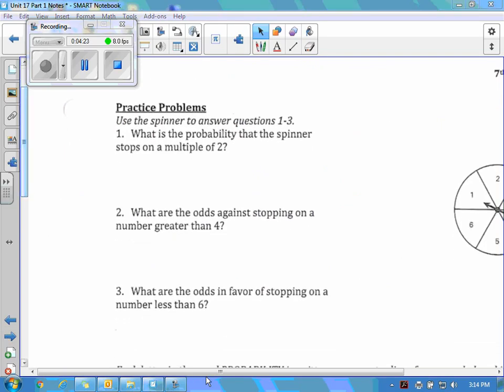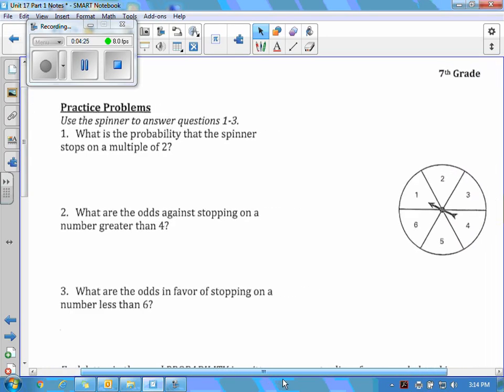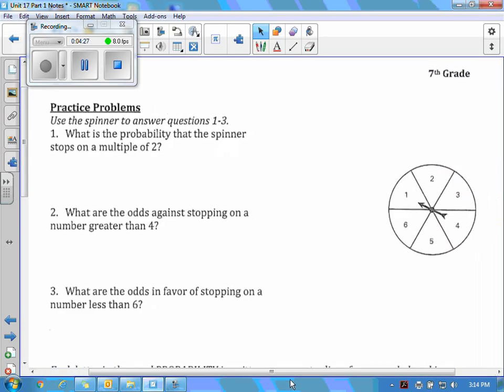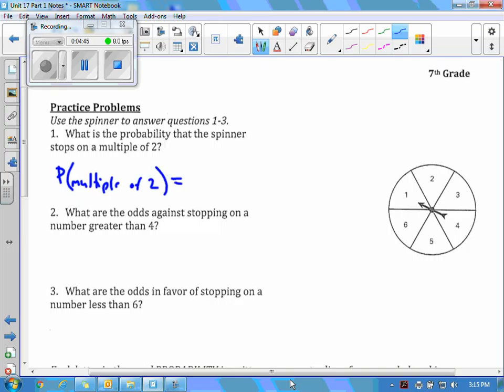All right, on the back, we'll actually look at some examples. It says, use the spinner to answer questions 1 through 3. Our first question is, what is the probability the spinner stops on a multiple of 2? So I would write capital P, in parentheses, I put my event. My event is multiple of 2. That's just a label.